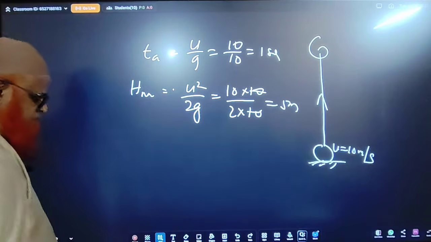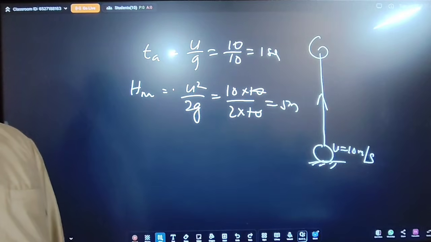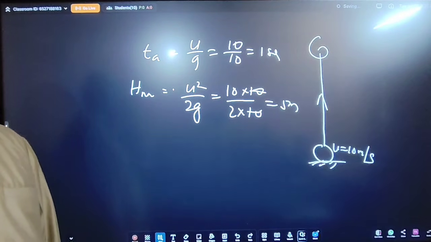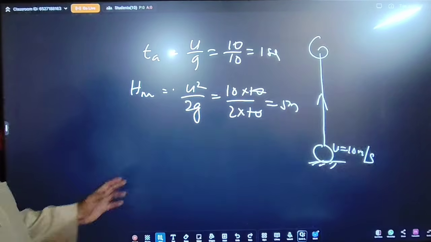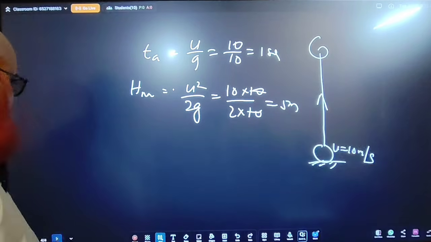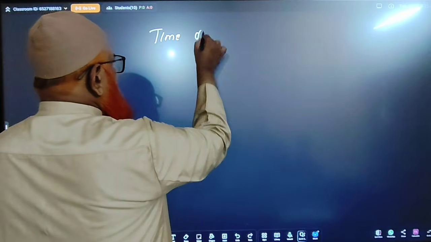Okay. Now, see here. This is going to be a simple problem, a level 1 problem. One or two problems of this type are very neat. But in JEE, no problem is that simple. So we have discussed maximum height and time of ascent. We will now discuss time of descent.